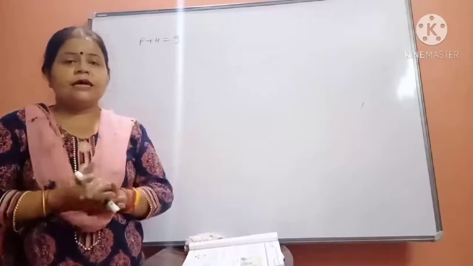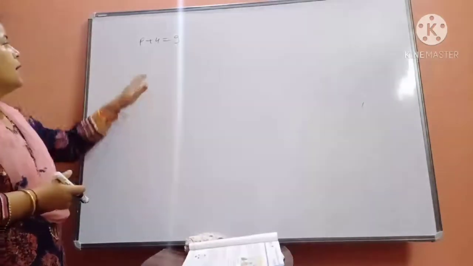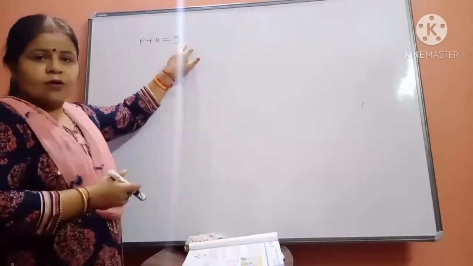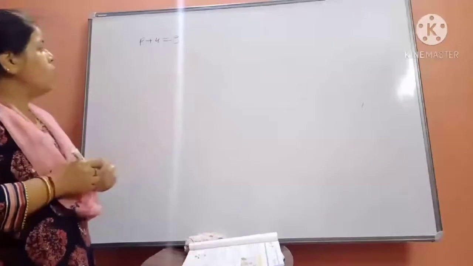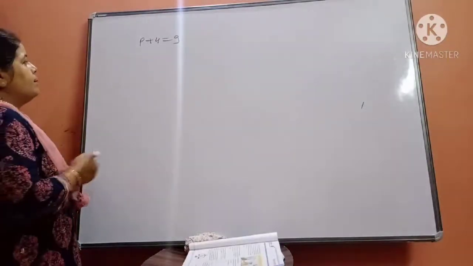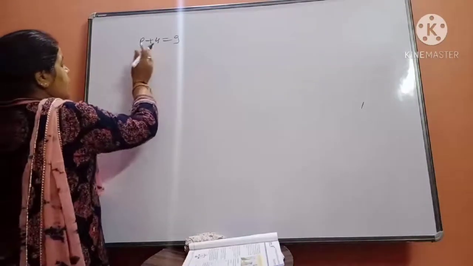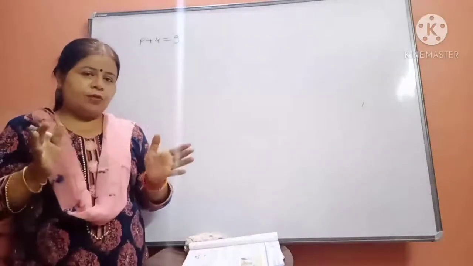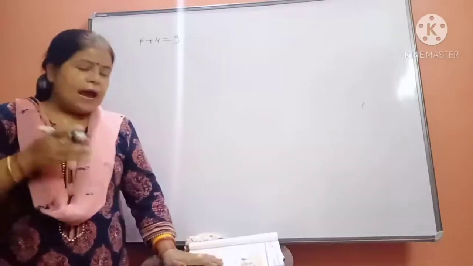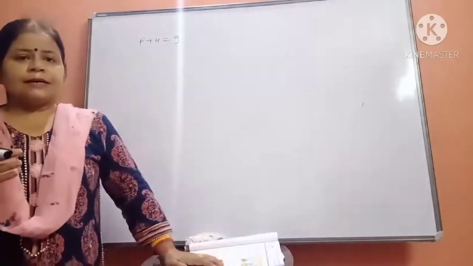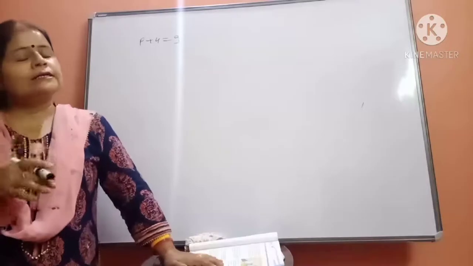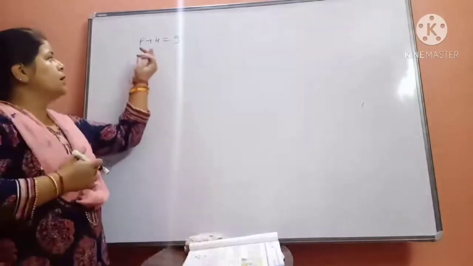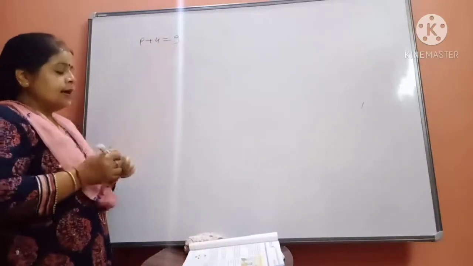In the first exercise this part was there. If in one number 4 is added, it gives us 9, what can that number be? How will we solve these kinds of problems? One more thing: if we do any operation on one side of the equation, we will do the same operation on the right hand side of the equation also. This is the left hand side and this is the right hand side.